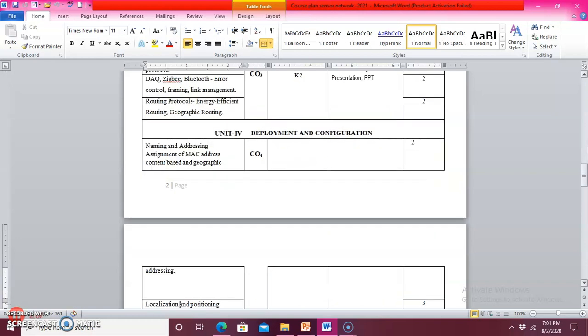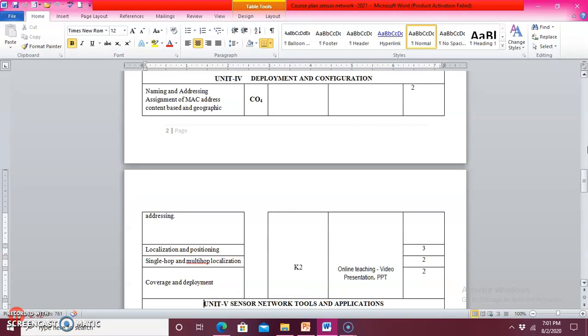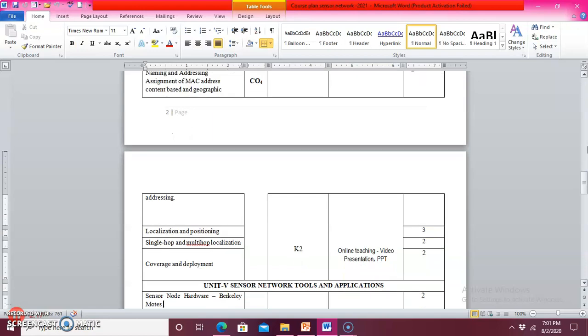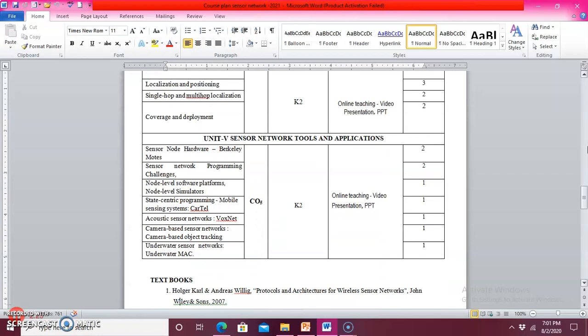And the fourth unit is all about deployment and configuration. In deployment and configuration, we are going to see naming, addressing, then localization and positioning. Then the fifth unit fully talks about applications. What applications are we going to see in sensor networks? Acoustic sensors, then camera based sensor networks, then underwater sensor networks. For each application in this fifth unit we have many case studies. One by one we are going to see.